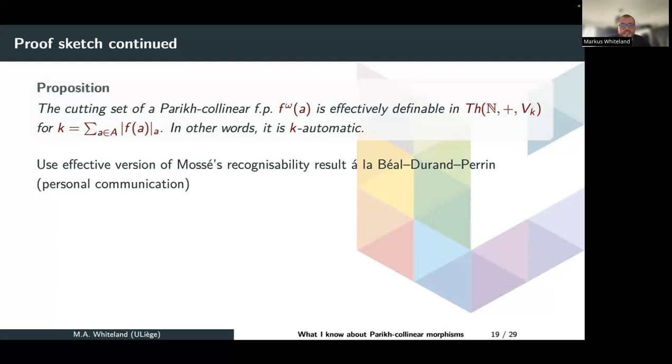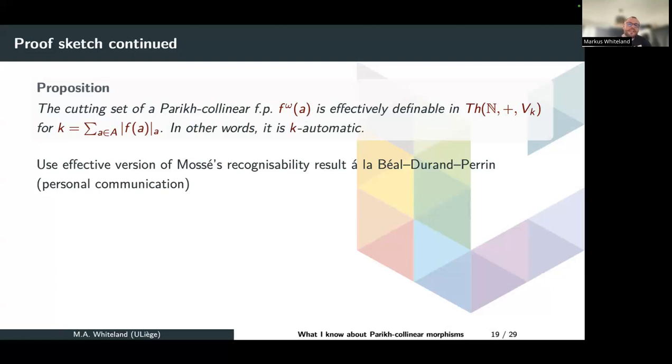If you don't know what it is, don't worry. It essentially just says that you can locate the positions where the image of a letter begins in a factorization of an infinite word. And well, Mossé's result is about primitive morphisms. So here, recall that we allow erasing morphisms. The reason why this works is that, well, the fixed point is, or the morphism is almost primitive.